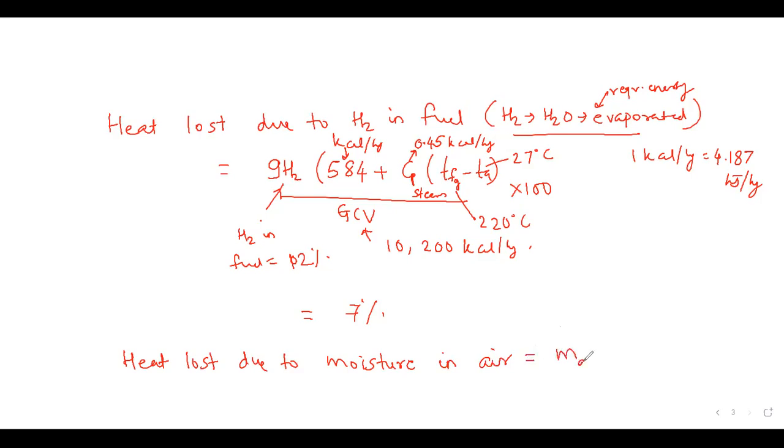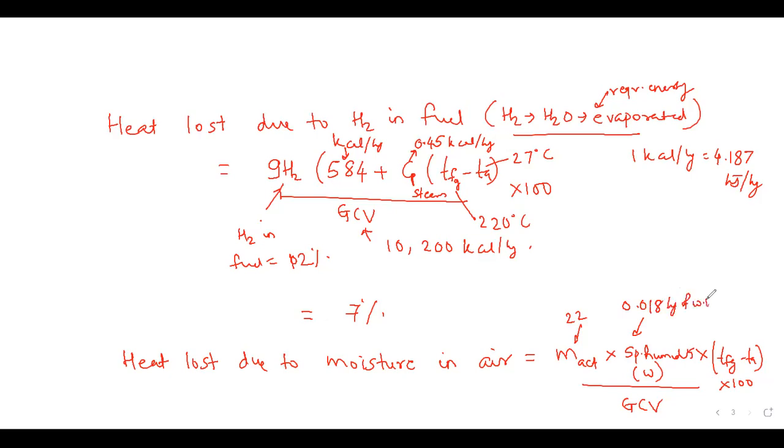For that, we need to take the actual air supplied mass into the specific humidity, omega, into the temperature difference, temperature of flue gas minus temperature of ambient, upon GCV into 100. This we had already calculated, around 22. Omega is given as 0.018 kg of water vapor per kg of dry air, the temperatures are 220 and 27, and GCV is 10,200. If you put these values in, we get an answer which is a bit small, around 0.3%.